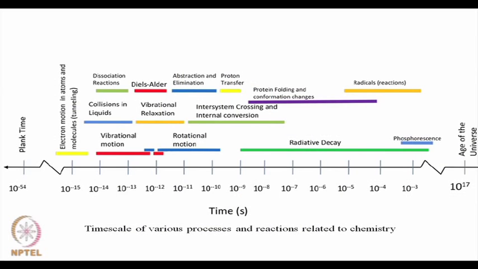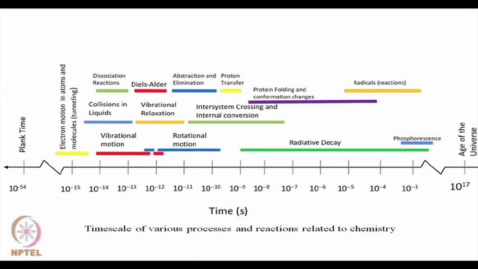You see, for rotation to occur, this atom or that atom has to change its position. Rotation means this atom may be transferred to here by this motion. So there is a huge change of position from here to here, but for vibration it is not that much. Therefore, vibration takes less time compared to rotation. So vibrational motion is of the order of 10 to the power minus 14 to 10 to the power minus 12, in the picosecond range.